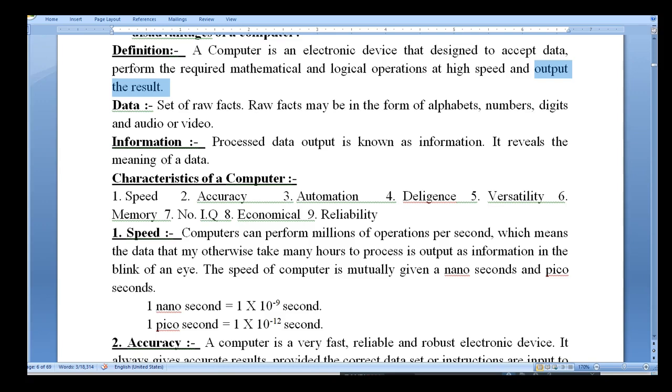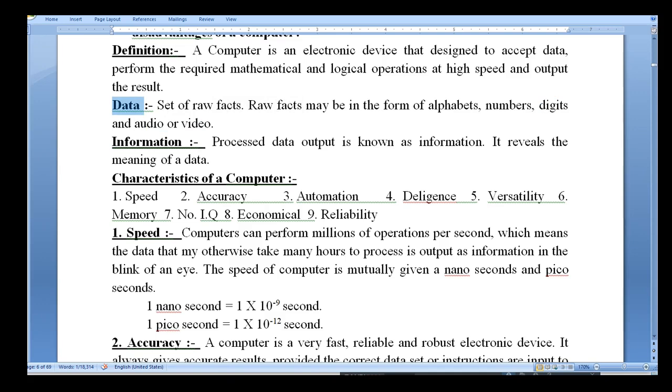So there are different types of definitions for computers, like: it is an electronic machine which accepts the data, stores the data, processes the data and returns accurate results to the user. That is, it accepts data as input and returns information as output. Here, data is nothing but a collection of raw facts. These facts may be in the form of alphabets, numbers, digits, audio or video.